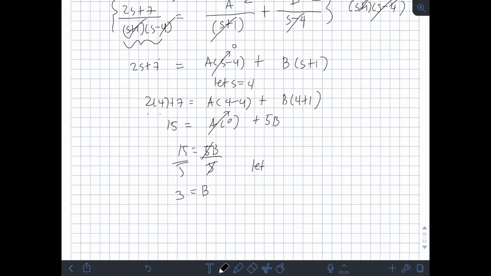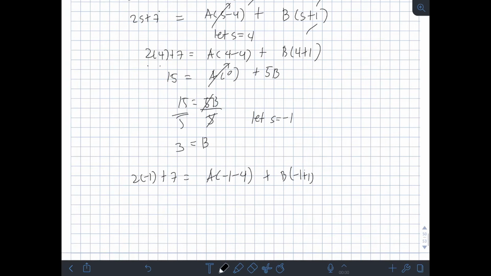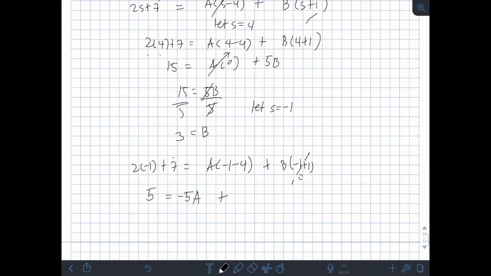Next, kapag nilet naman natin yung s equal to negative 1 para makancel si b. So, substitute natin sa lahat ng s yung negative 1. So, we have 2 times negative 1 plus 7 is equal to a times (negative 1 - 4) plus b times (negative 1 + 1). So, magiging 2 times negative 1 is negative 2 plus 7 is positive 5 equals a times negative 5, so negative 5a, plus b times 0. So, cancel si b. So, therefore, we have 5 is equal to negative 5a. Divide both sides by negative 5. We have a is equal to negative 1.